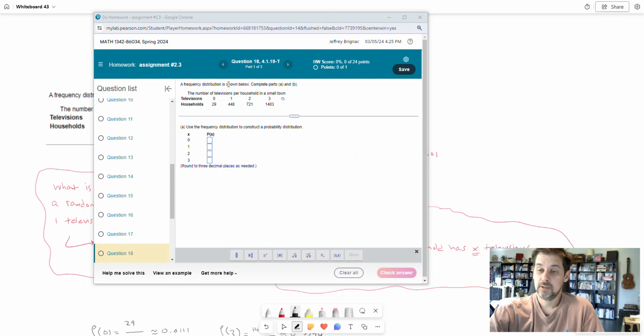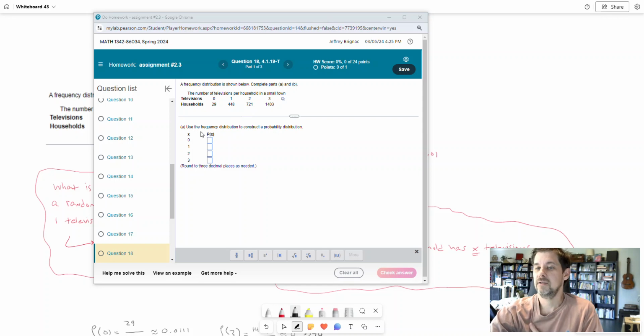Which is true with a lot of questions. We're given raw data. I guess they did some kind of survey. They asked people, how many TVs do you have? And it says there are 29 households that don't have a TV at all. There's 448 households that have one TV, and so on. I guess it didn't go higher than 3. I guess nobody they surveyed had more than 3 TVs, but that's the data that we have.